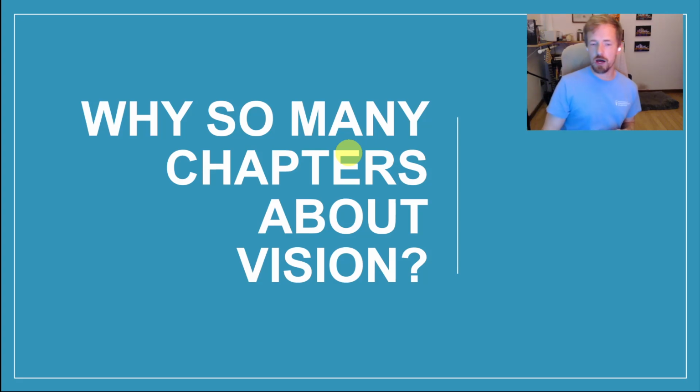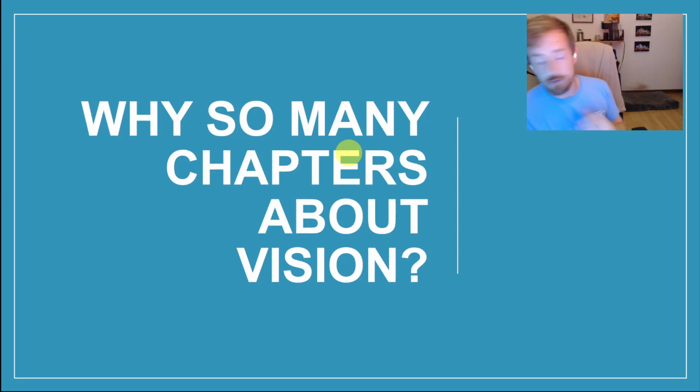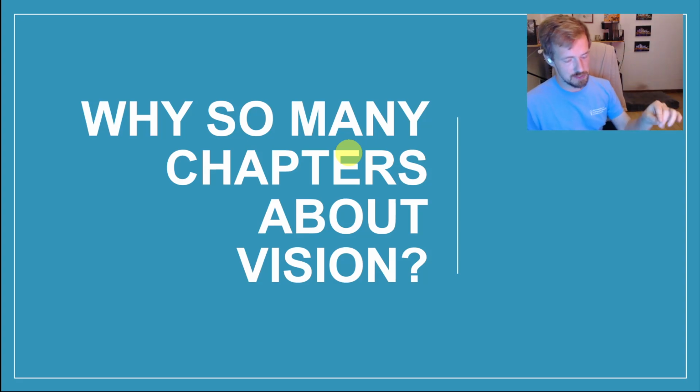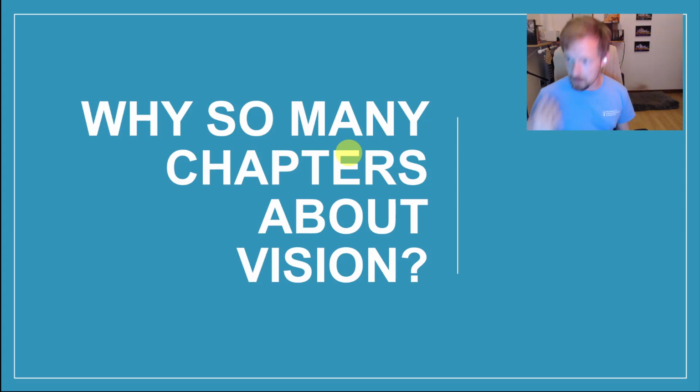So we have a lot of chapters about vision. I don't know if you saw that in the textbook. The textbook has 15 chapters, and of those 15 chapters, let's see, 1, 2, 3, 4, 5, 6, 7, 8. 8 of those chapters are dedicated to vision. It's not until chapter 9 that we talk about hearing. So why is it that literally more than half of our textbook is about vision?